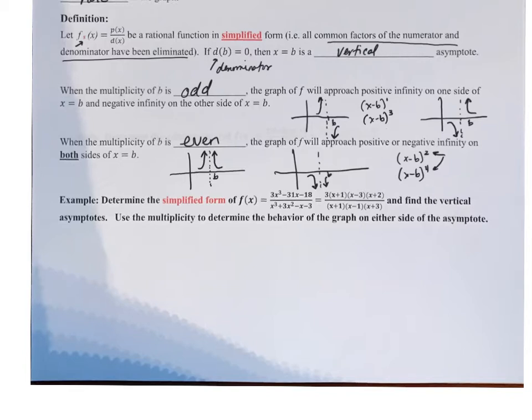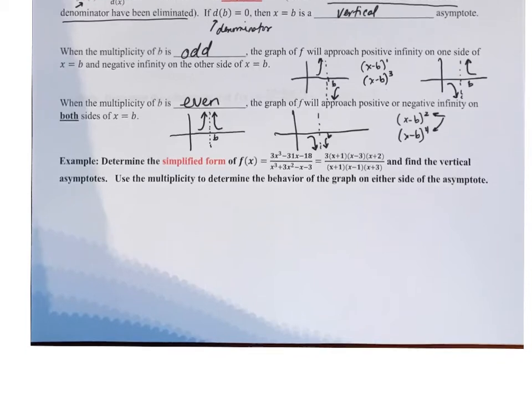Okay, so for our next example, we are to determine the simplified form of f of x equals (3x cubed minus 31x minus 18) divided by (x cubed plus 3x squared minus x minus 3), and I've given it to you in factored form. And then we're going to find the vertical asymptotes.